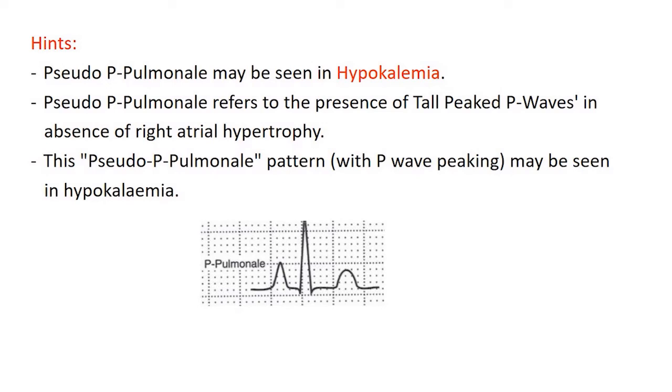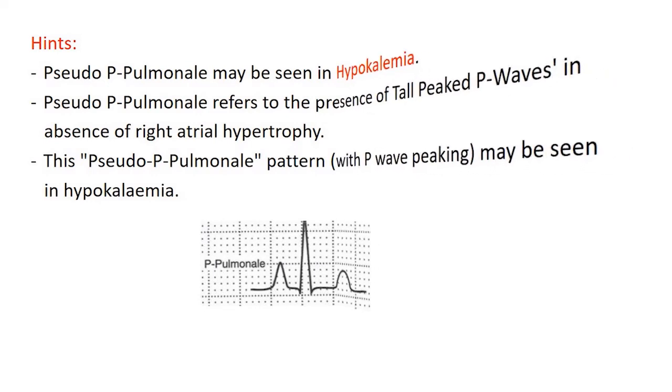Pseudo P pulmonale may be seen in hypokalemia. Pseudo P pulmonale refers to the presence of a tall peaked P wave in the absence of right atrial hypertrophy. This pseudo P pulmonale pattern with P wave peaking may be seen in hypokalemia. And in the image we can see P pulmonale in hypokalemia.